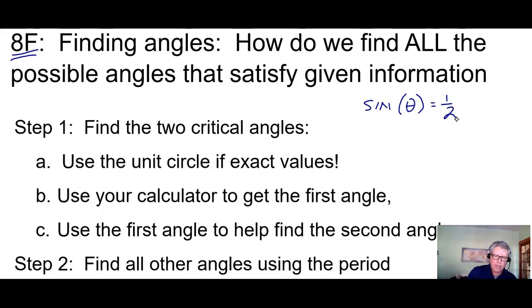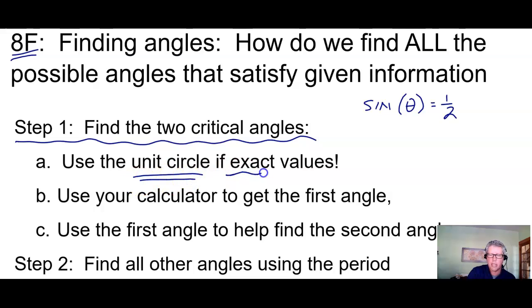So step one, find the two critical angles. Just like the pictures, there's really two that are really important, and then we base all the other ones on those. Hey, if it's a unit circle problem with exact values, don't shy away from knowing the 1/2, square root of 3 over 2, square root of 2 over 2. Use your unit circle, become fluent with that.